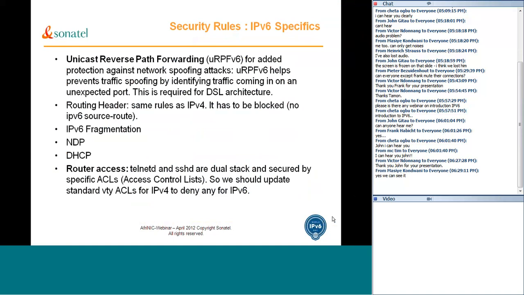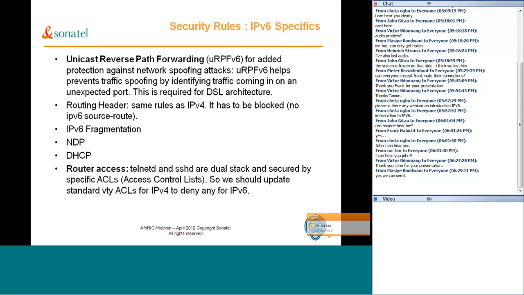Some security rules specific to IPv6 we have in this IPVPN with IPv6 is, for example, unicast reverse path forwarding for added protection against network spoofing attacks.